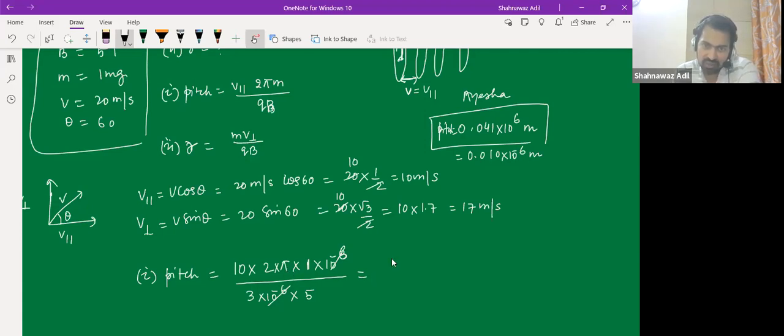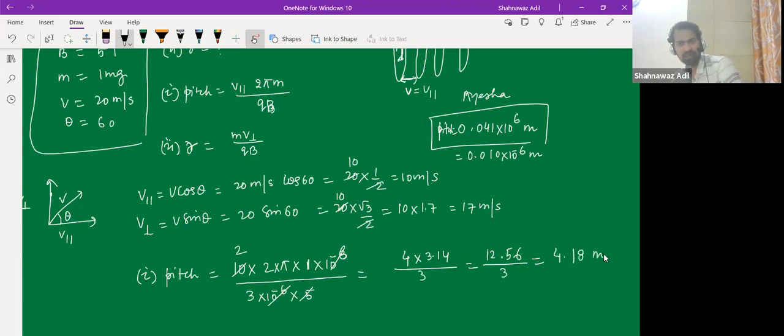So we have 20 into 3.14 divided by 50. So this is 4 pi by 3, which is 12.56 by 3, which is 4 and 1 and 8, something like that. So this is in meters. So this is the pitch, guys.